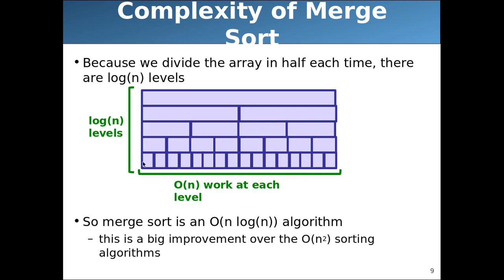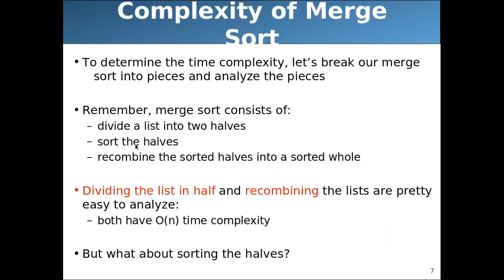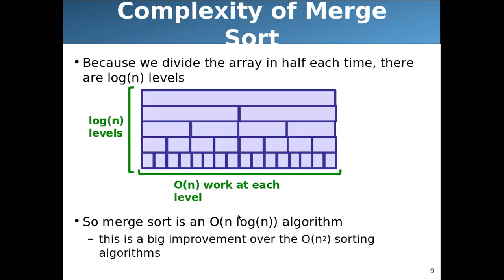So at each step, we already know we do n work. We do n plus n plus n, but that's still n, right? So this is executed log n times, and inside of it we do n plus n plus n, and this is all done log n times. So that means that our merge sort is n log n, which is an improvement. It's a really big improvement over the n squared algorithms that we talked about before, which are insertion sort, bubble sort, and selection sort. So this is a good sort.